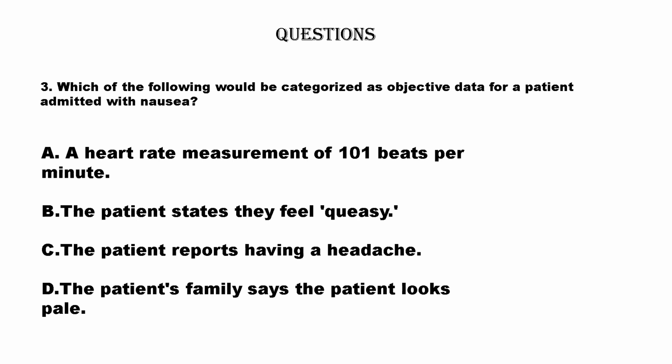Which of the following would be categorized as objective data for a patient admitted with nausea? A heartbeat rate measurement of 101 beats per minute. The patient states they feel queasy. The patient reports having a headache. The patient's family says the patient looks pale. The correct answer is A. The patient's heart rate.